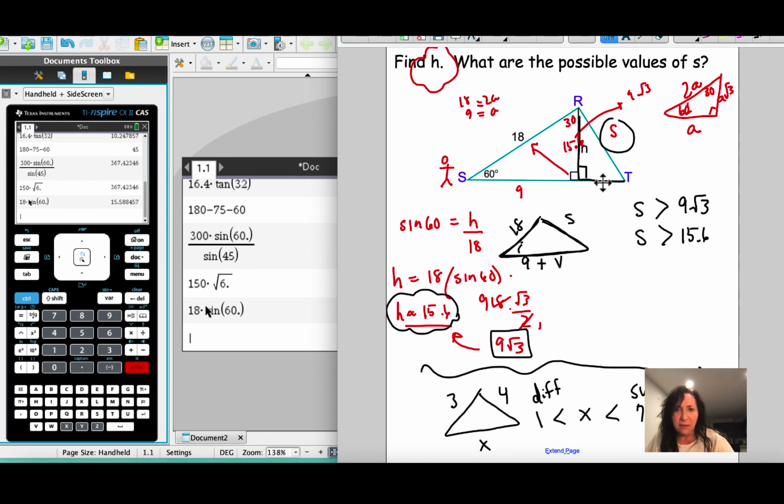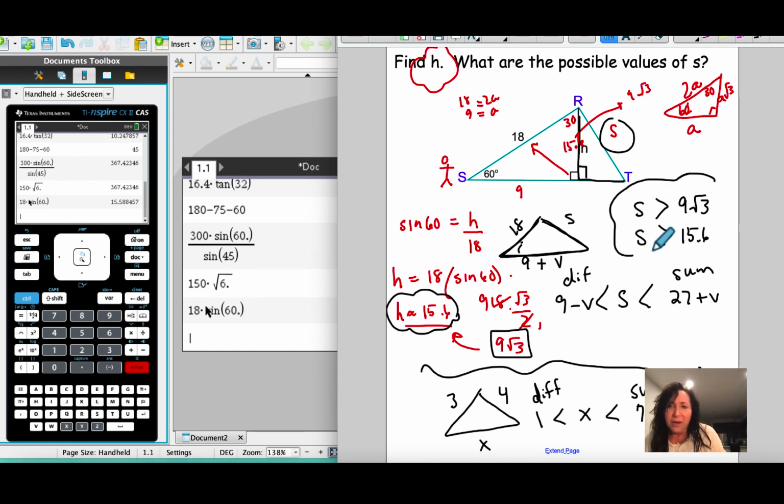Well, now what we have is s. So s is a value we don't know, but you know that s has to be less than the sum, and the sum is going to be 18 plus 9, which is 27, plus some value, and it has to be greater than the difference, right? And the difference would be 18 minus 9 minus that value, okay? So that's where we're at with that. We don't know the answer per se for a number, but I have 2 options of writing these values.